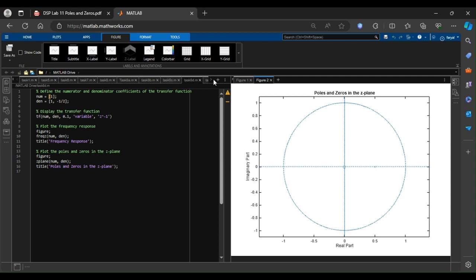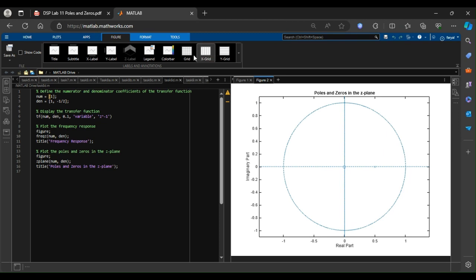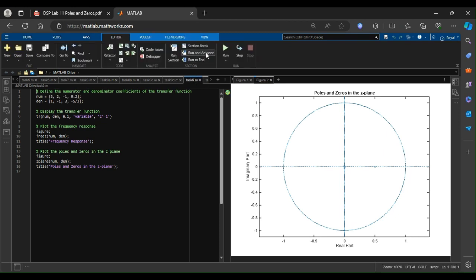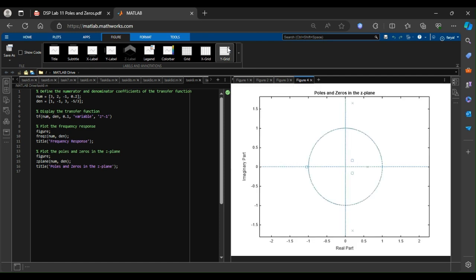Moving towards the next task of today's lab, again to explain the graph output in terms of frequency versus z-plane, poles and zeros. Here is the output to our graph. Basically, the transfer function represents a discrete time system with both poles and zeros. In the frequency response, we observe the system's magnitude and phase responses across frequencies. The z-plane plot illustrates the location of poles and zeros, which influence the system's stability and frequency characteristics.